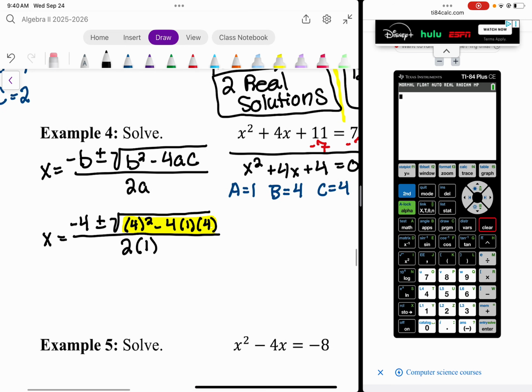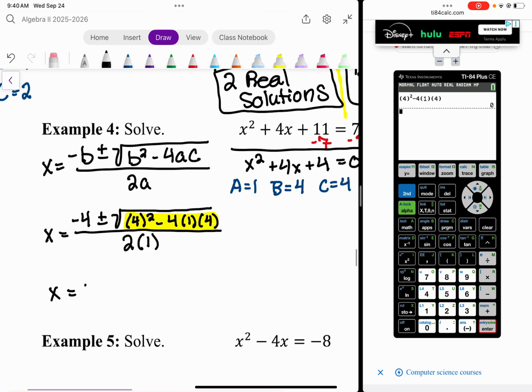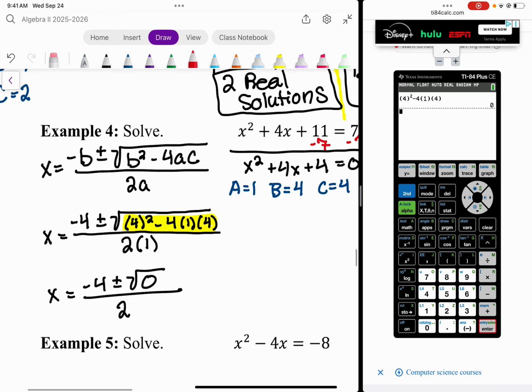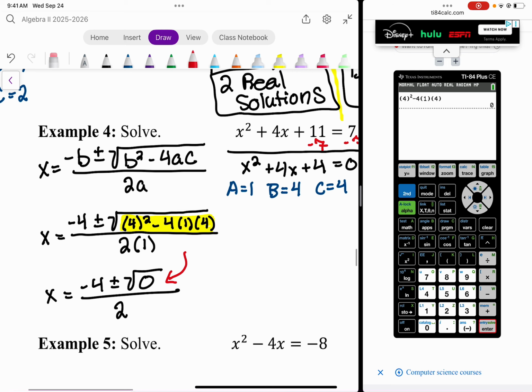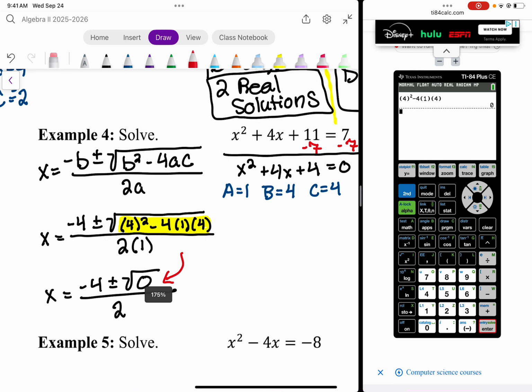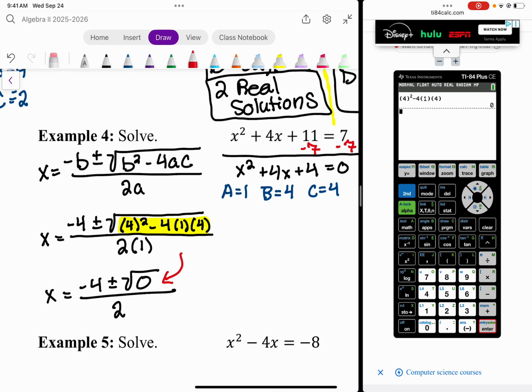Okay, so on your calculator, you're only going to type in the discriminant part of our equation. And then we're going to figure out what that equals first. So for this one, your discriminant ends up equaling 0. So we would have negative 4 plus or minus the square root of 0 all over 2. Now, because your discriminant equaled 0, this tells us how many solutions and the type of solution. So that 0 tells us that we are going to have one real solution.